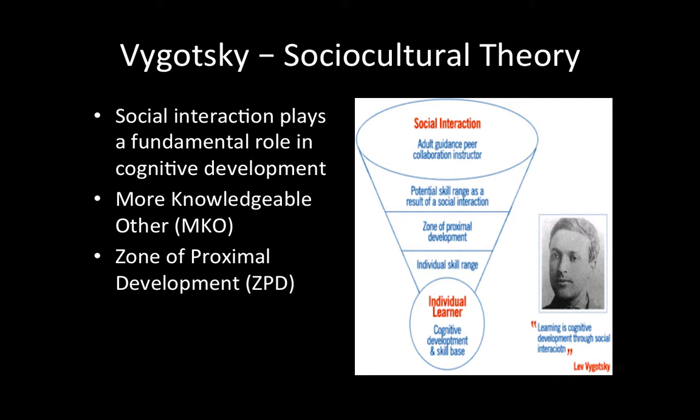The two biggest concepts that come out of the Vygotsky sociocultural theory are the more knowledgeable other, or the MKO, and the zone of proximal development. So the more knowledgeable other says part of how we learn and how we have aha moments is by working with someone who has a better understanding or higher ability than we do. And that modeled behavior and coaching is a significant part of the learning process, particularly outside of the classroom.